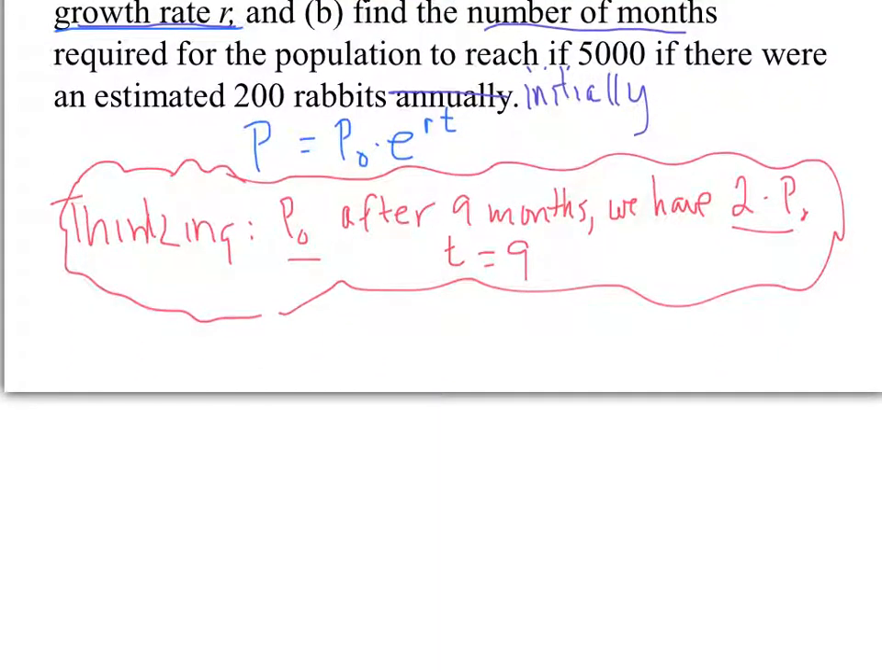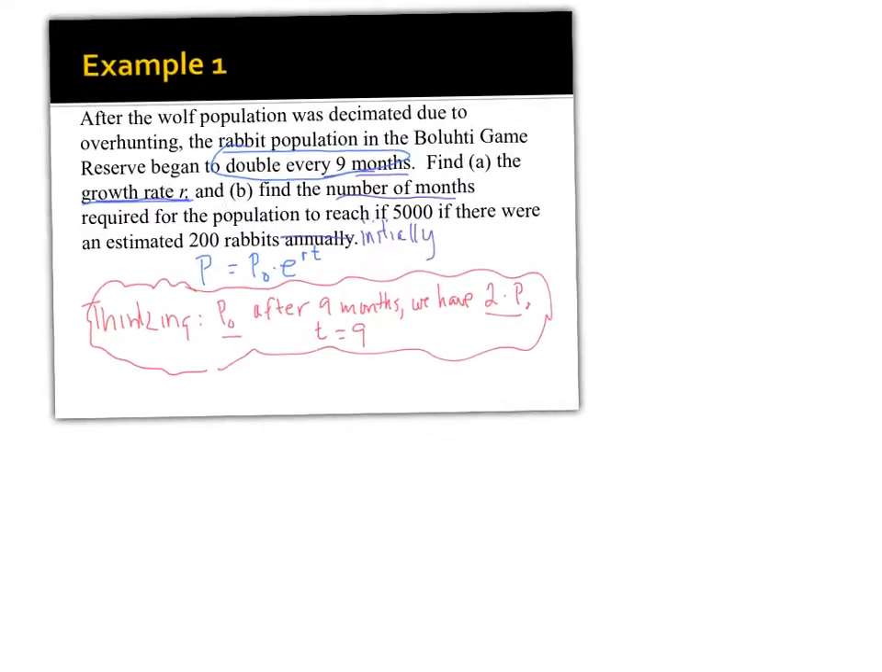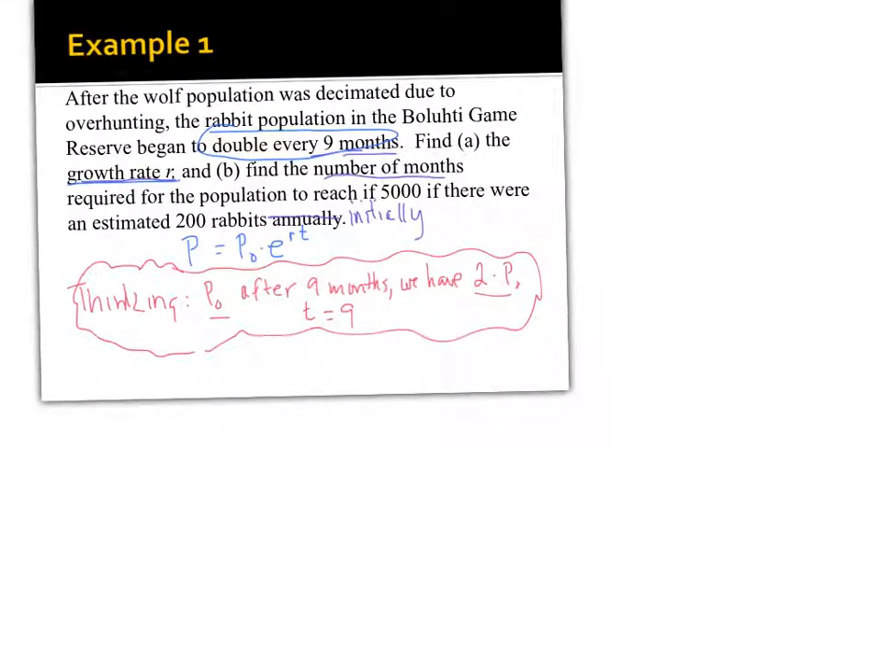Well, let me shrink this up so we can have it later. P I don't know, but I know after 9 months. So here's what the model says. I have P naught times E to the R times 9, and after 9 months, I should have twice as much as what I started with. Remember that when we solve these types of equations, we always try to isolate the exponential part. So what we can do is divide by P naught on both sides.